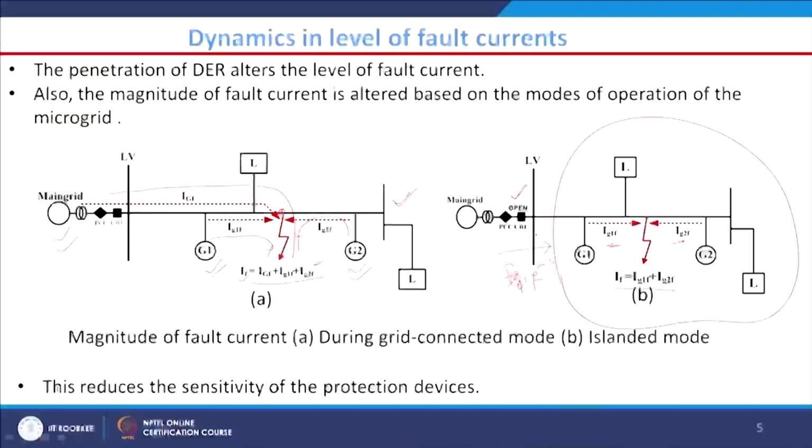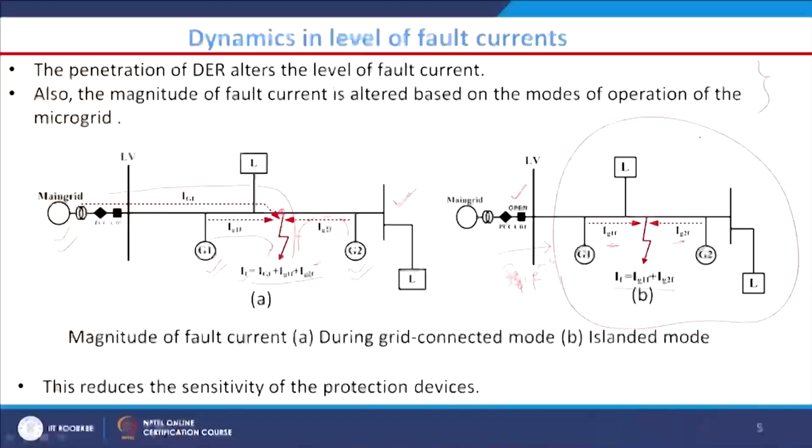So, the conclusion here is that during a fault, the fault current level changes during different modes of operation, and also based on the type of grid integration, like whether the microgrid is connected to the grid or in islanded mode of operation, whether two DGs are present or one DG is present, how many loads are switched on or switched off. Based on the different modes of operation and network configuration, the level of fault current changes.